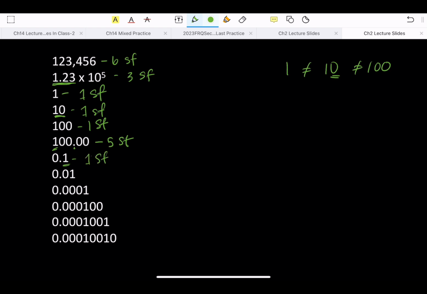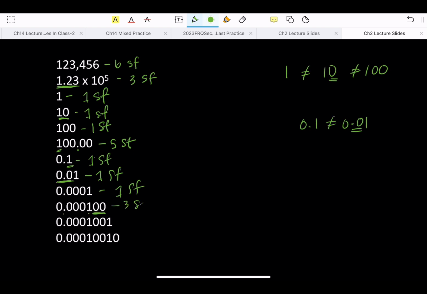If we think about decimals, a number can't be significant until we reach a number, something that was measured. So here, these are placeholders, because again, 0.1 is not the same as 0.01. And again, this is to give us a reference to the size. So this is still 1 significant figure. Here though, these zeros come after a digit, after a decimal, so we have 3 significant figures.